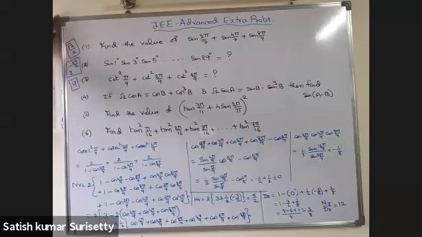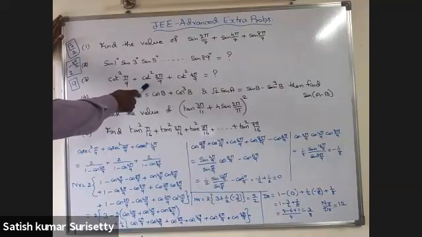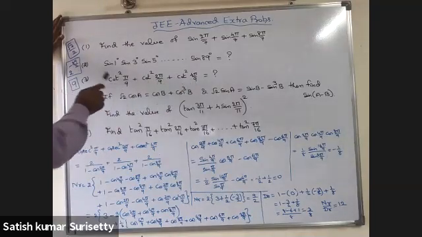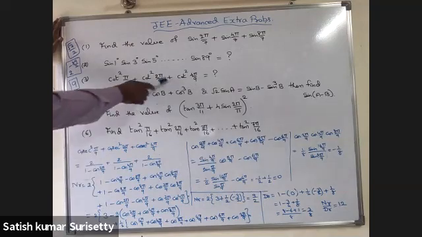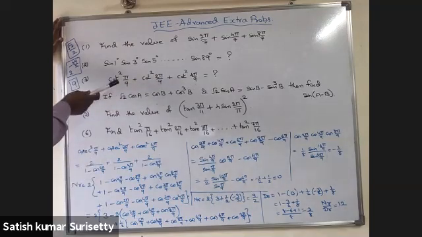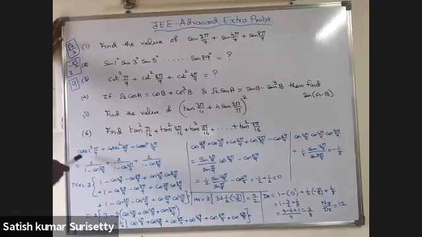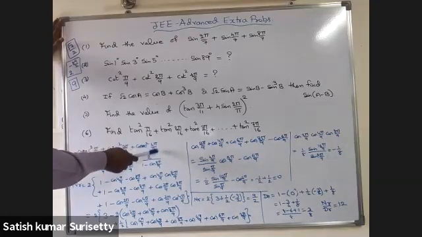So for the third problem, cot square π/9 plus cot square 2π/9 plus cot square 4π/9 we need to calculate. Instead of cot square functions, because we can have a relation between cosecant and cot, let us consider cosecant square π/9 plus cosecant square 2π/9 plus cosecant square 4π/9.